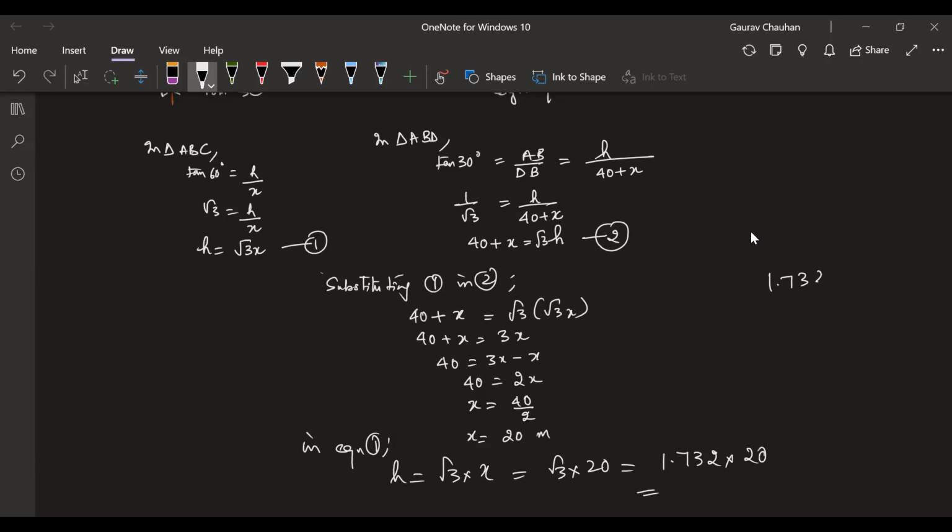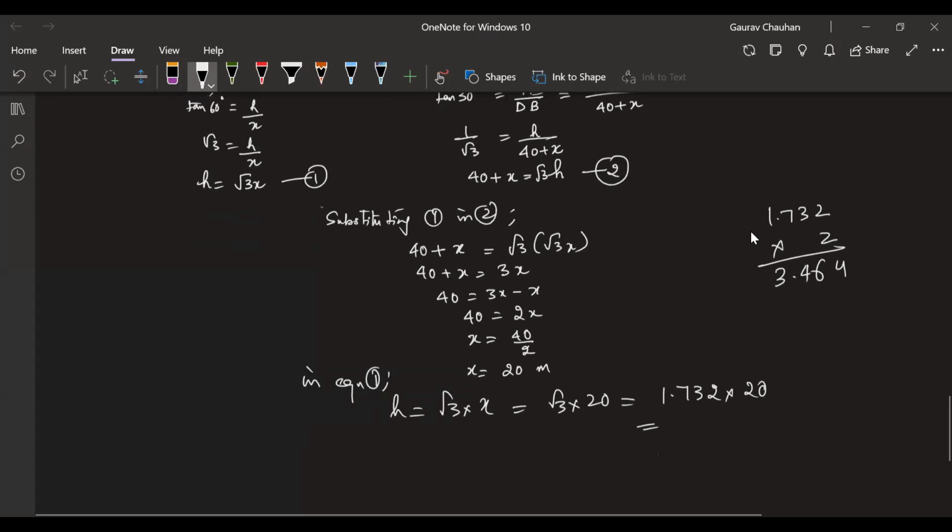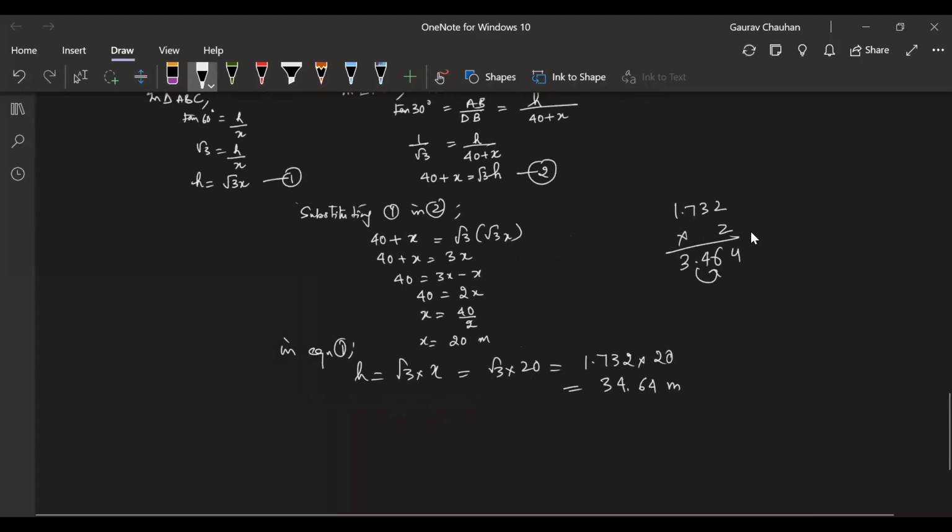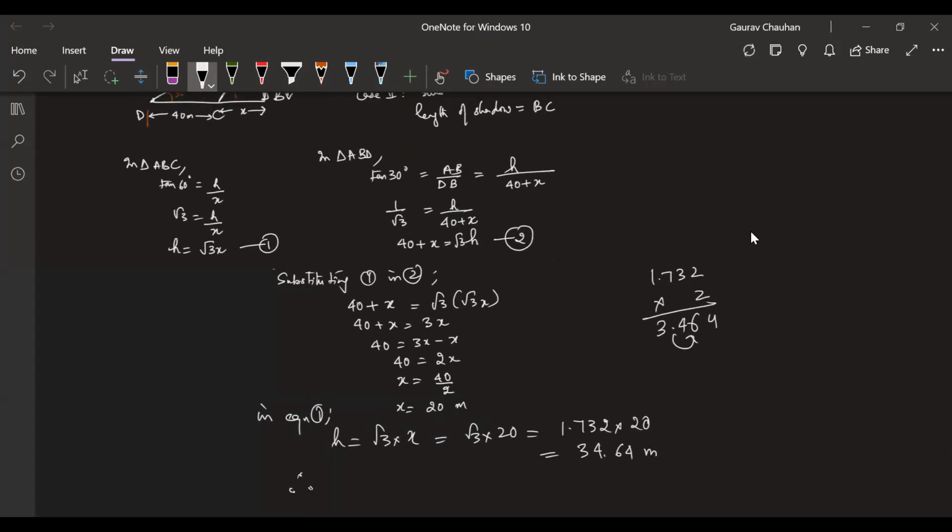1.732 into 2 is how much? 3.464. One more 0, so this point will jump here, so I get 34.64 meters. That's the height of the tower. Therefore, height of the tower is equal to 34.64 meters.